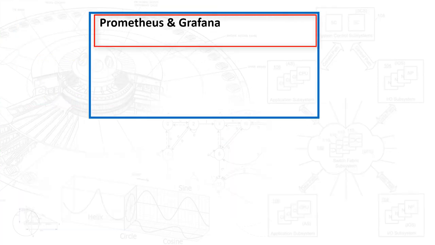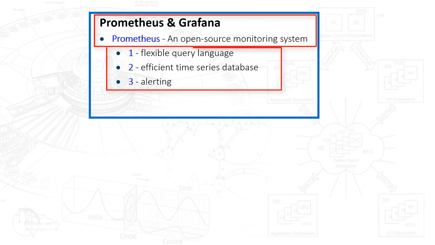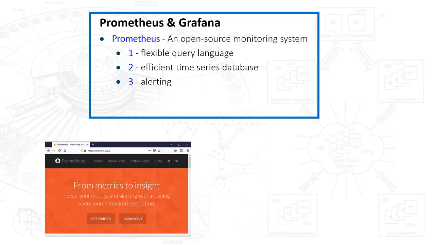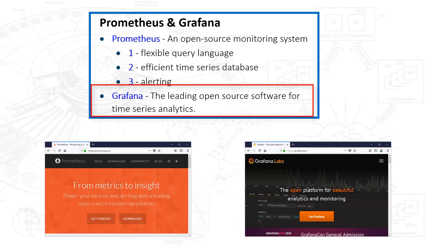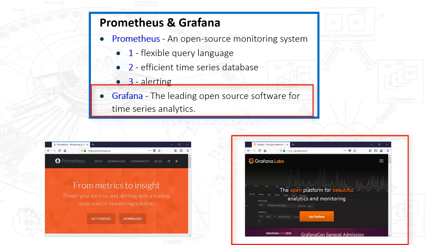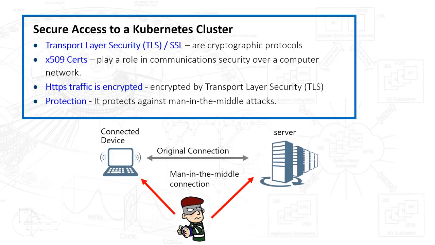Prometheus is an open source monitoring system. It has a flexible query language, an efficient time series database, and alerting. If you want to learn more, just go to prometheus.io. Now Grafana is a general purpose leading open source software for time series analytics. So in our case, we're just going to use it for the visual display, the dashboard, grabbing the data from Prometheus.